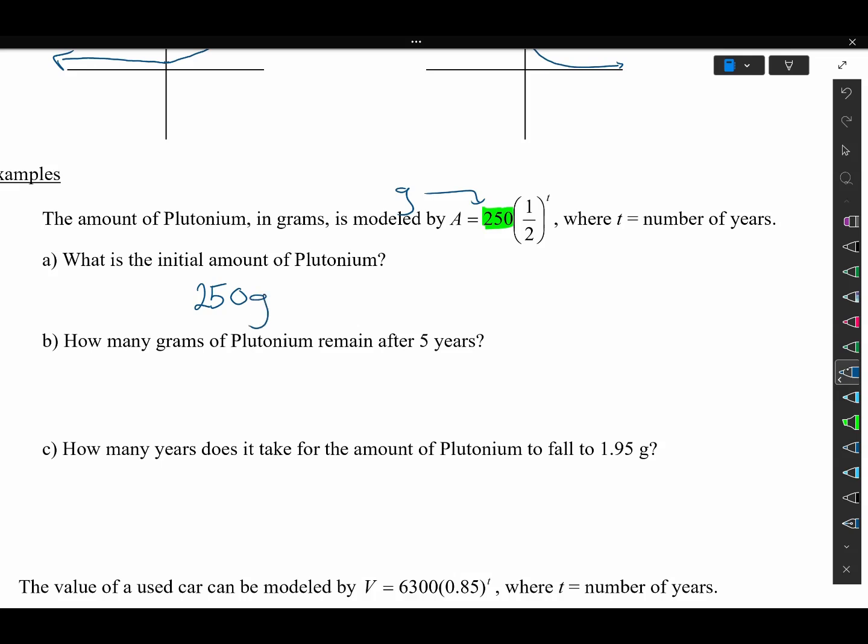Now, how many grams of plutonium remain after 5 years? Okay, well, if we're working after 5 years, that means our T value is equal to 5. We know how to deal with that. We're working with our amount is equal to 250.